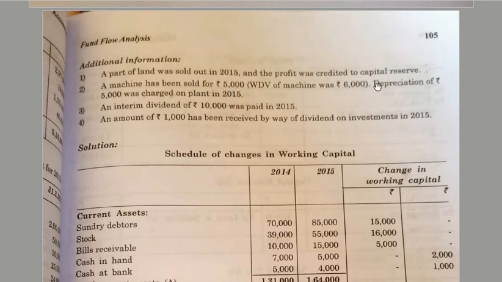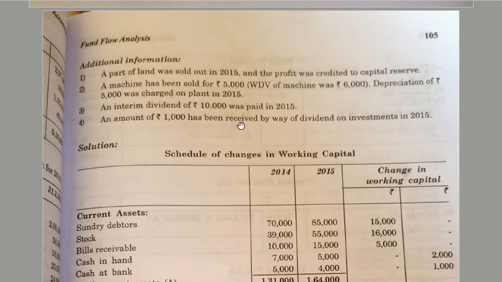The written down value of the machinery is 6,000, meaning the actual value of the machinery is 6,000, but it was sold for 5,000. Depreciation of 5,000 was charged on plant. The 1,000 which is reduced and sold is nothing but your loss: 6,000 minus 5,000, so 1,000 will be your loss. Depreciation of 5,000 was charged on plant and machinery, so it will be by depreciation account or by adjusted profit and loss account. In brackets you can write it as depreciation.